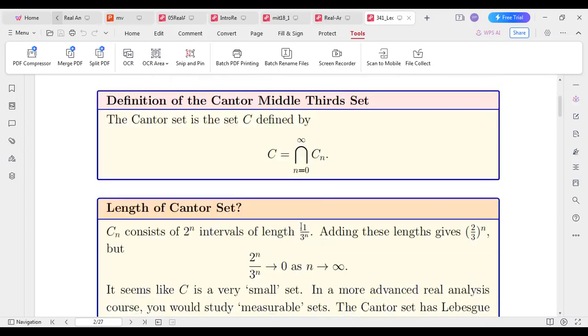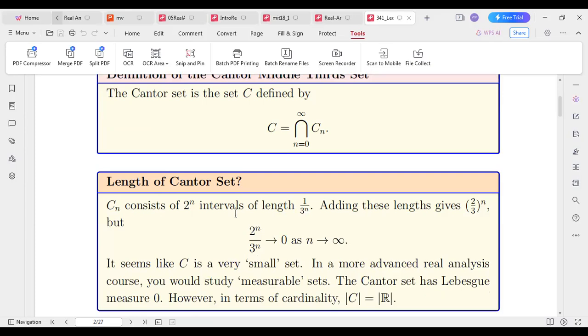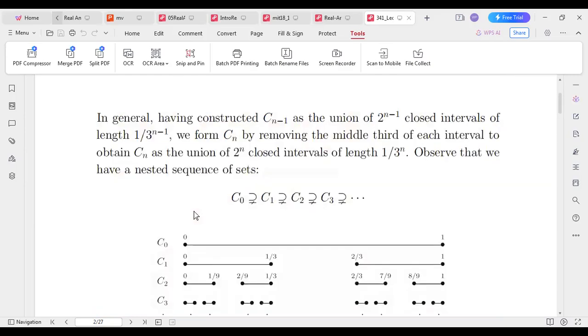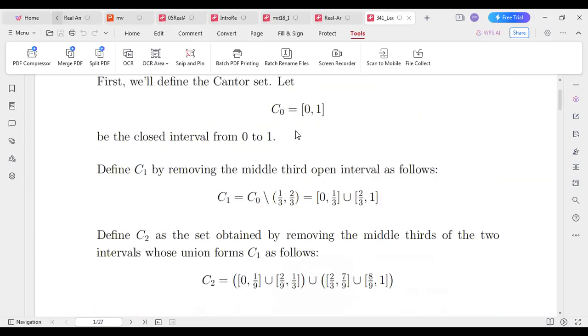Now, what will be the length of the Cantor set? Cn consists of 2 to the power n intervals. If n equals 0, C0, then 2 to the power 0 means one closed interval. If n equals 1, then C1 consists of 2 to the power 1, that means two closed intervals. If n equals 2, then 2 to the power 2, that means 4 closed intervals.